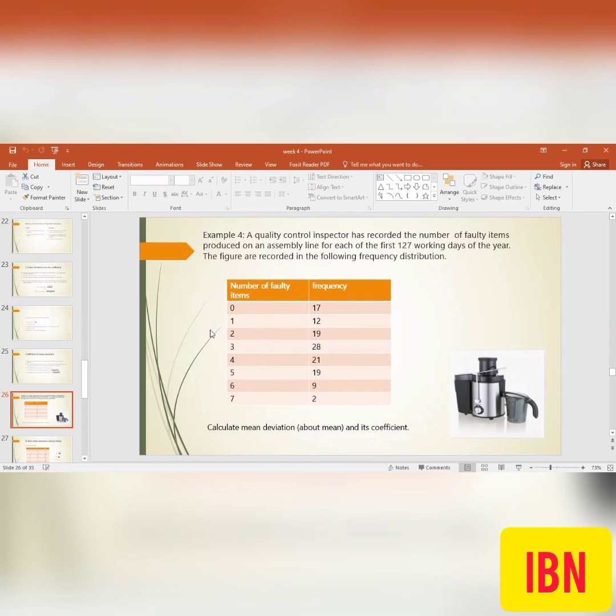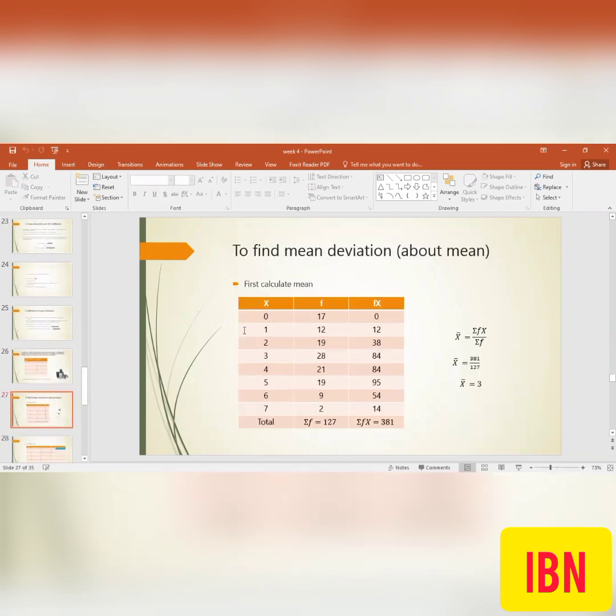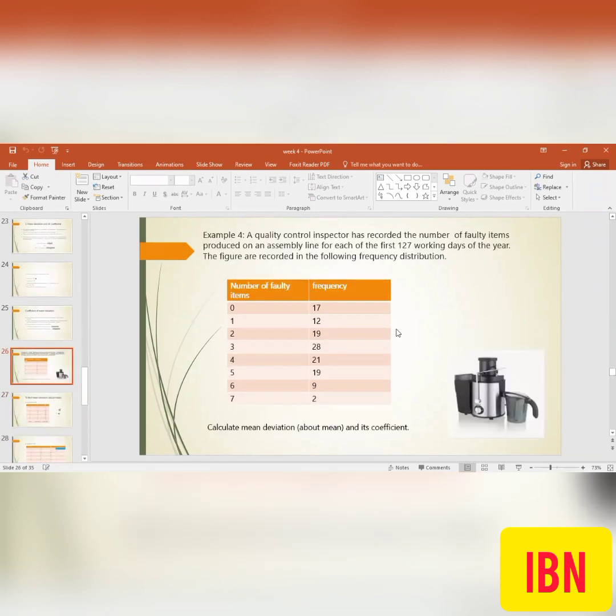Okay, the quality assurance cell did it, and the corresponding frequency: on the day when there were zero faulty items, the corresponding frequency is 17. Okay, that was perfectly pure. Then 1 defective, then 2 defective, then 3, then 4, 5, 6, 7, with the corresponding frequencies, the data set is given. Okay.